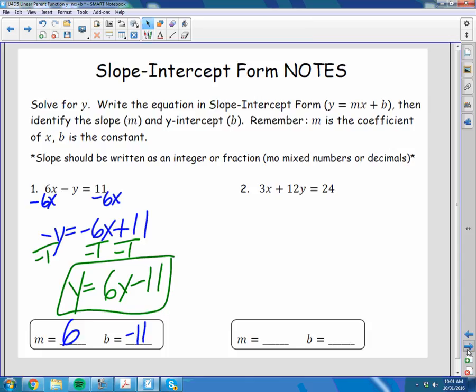Do the same thing with number 2. Put number 2 in slope-intercept form, find me the slope and the y-intercept, and then create a mental picture of that line compared to the linear parent, which is y equals x.